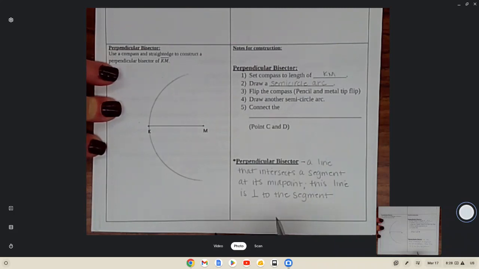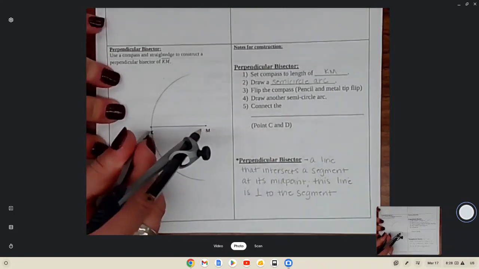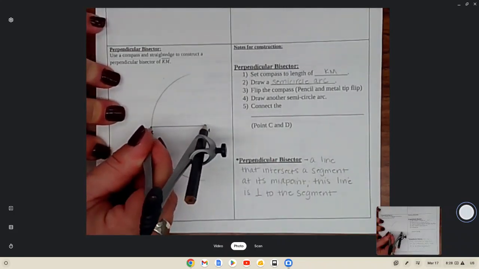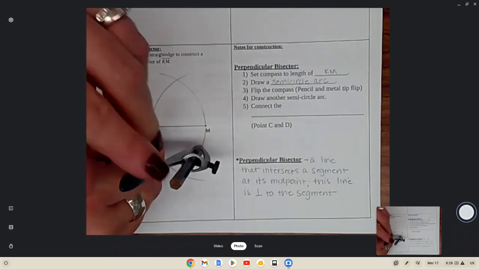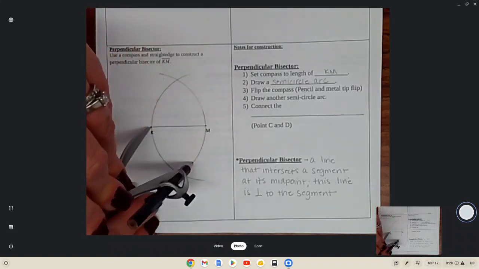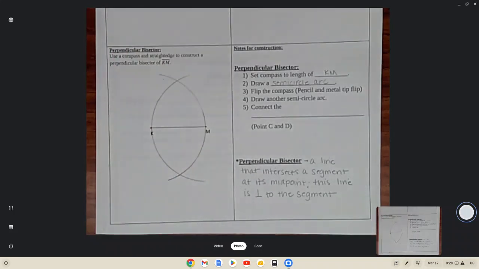Step 3, flip the compass. Step 4, draw another semicircle arc. Okay, so we just drew a semicircle arc going this way. Now I'm just going to flip the compass. I'm going to make sure I didn't move it. Yep, same length. I'm going to do the same thing going the other way. At a weird angle. There we go. Okay, so you should have 2 semicircles.